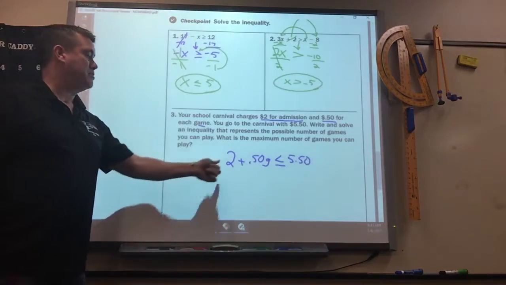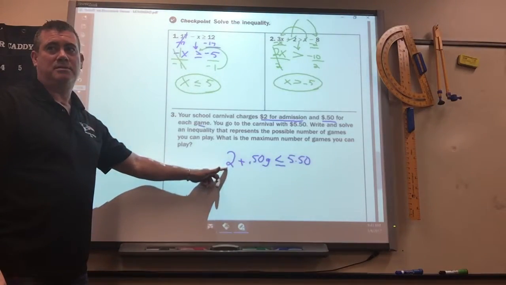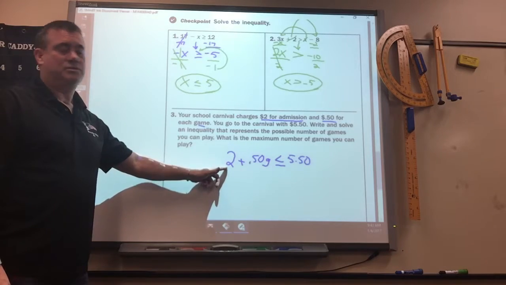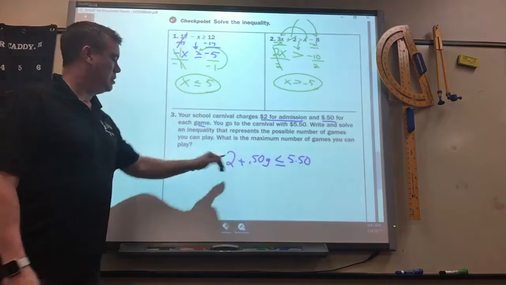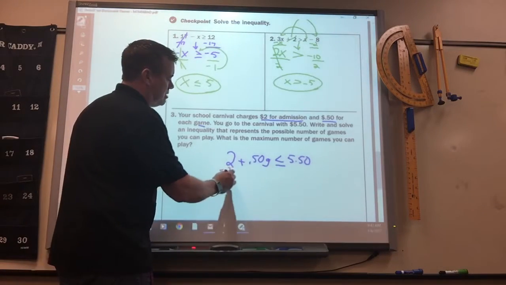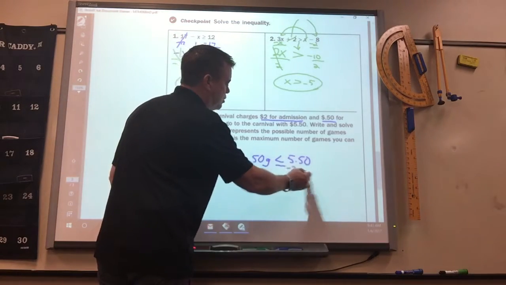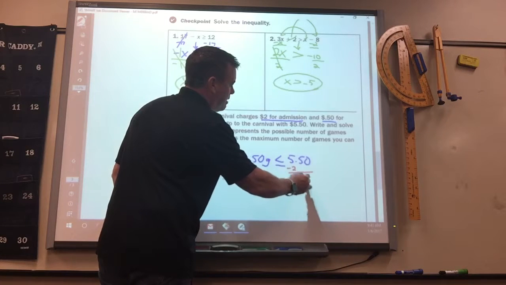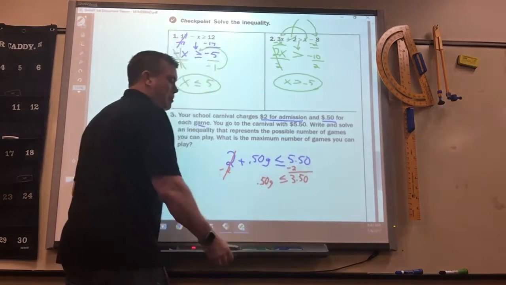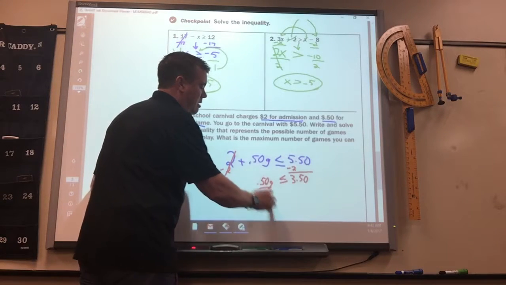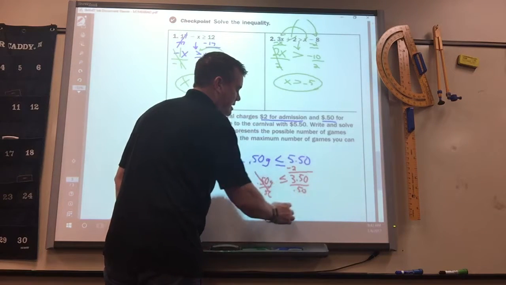So what are the two steps we do to solve it? Subtract 2, divide by 50 cents. You subtract off your admission. You go there with $5.50, you spend $2. Means you only have $3.50 left. And then to figure out how many games, you just divide by what each game costs, and that's 7, right?